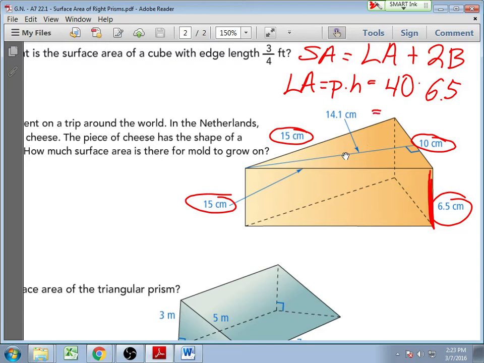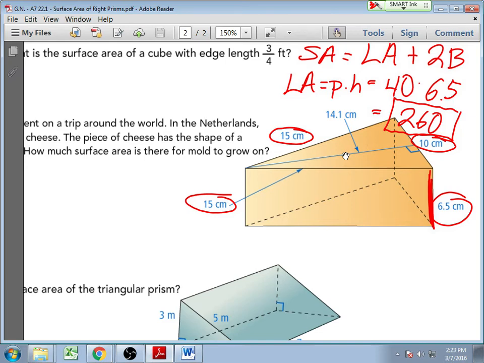Now we can break up this multiplication. 40 times a half is going to give me a 20. 40 times 6 is going to give me 240. When I add those together, I get 260, and that is my lateral area that I'm going to use, so I go ahead and put that in a box.